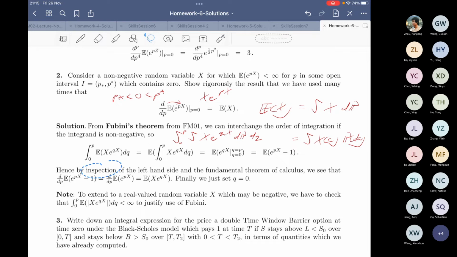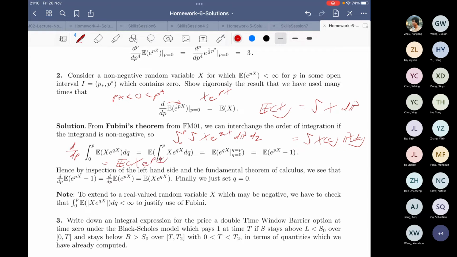By inspection of the left-hand side, we see that the integral of what is here is given by this. So let's differentiate this with respect to p. I put a d by dp here, and by the fundamental theorem of calculus, if you integrate something and then differentiate again, those two operators cancel each other out because they're opposites. So you get back to just the inside, but evaluated at p: e to the px.